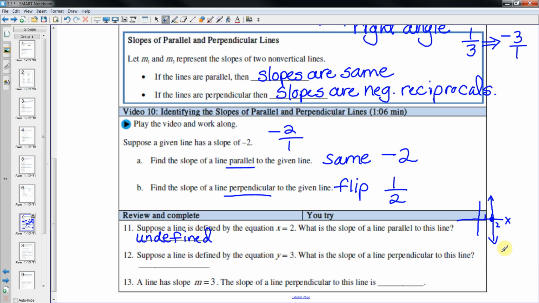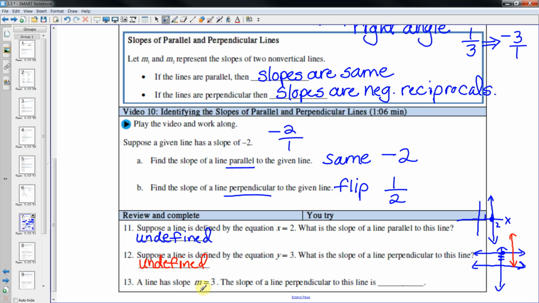Okay? Suppose a line is defined by the equation y equals 3. What is the slope of the line perpendicular? So again, let's just make a little sketch. If we're doing y equals 3, then I'm coming up here on 1, 2, 3, and that's going to be a horizontal line. Its slope is 0. The slope of the line perpendicular, if I'm going to draw a 90-degree line to that one, it'd be going straight up and down. Its slope would be undefined because it would be going straight up and down, a vertical line. Vertical lines have undefined slopes.